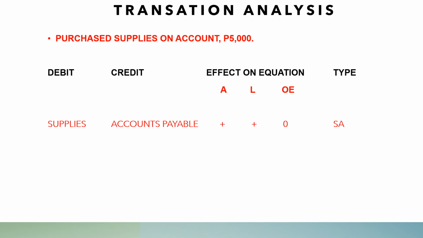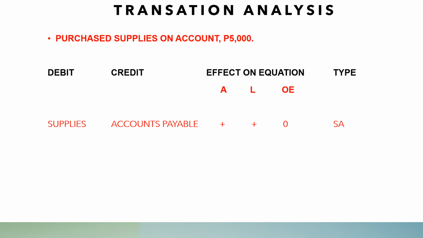Purchased supplies on account, 5,000. So the company here increased its supplies because it purchased supplies. To increase supplies is to place it on the debit side. So debit supplies. And then since the company did not pay in cash but made the purchase on account, therefore the liability of the company increased.